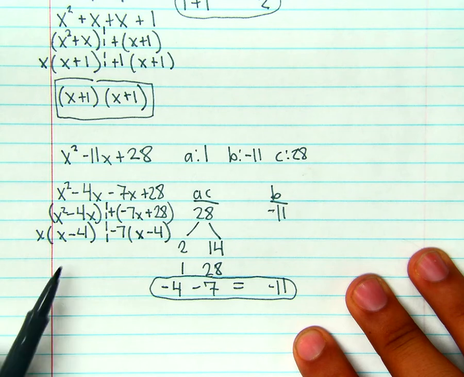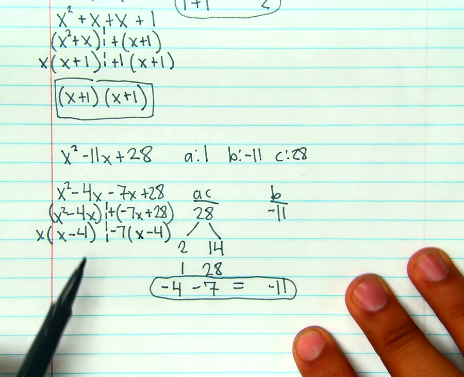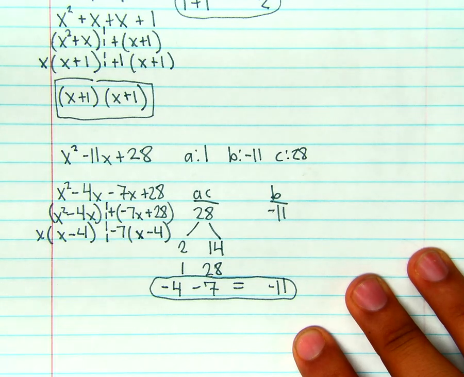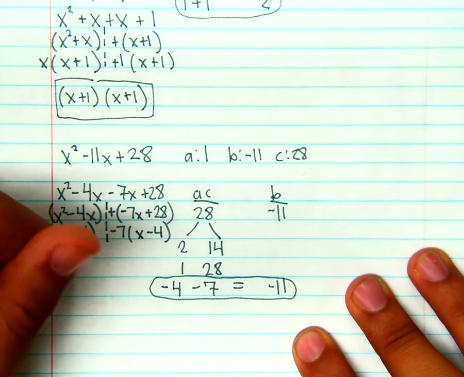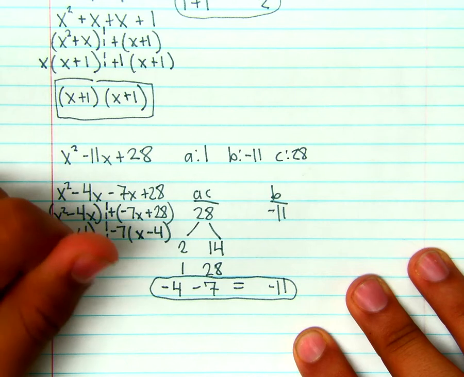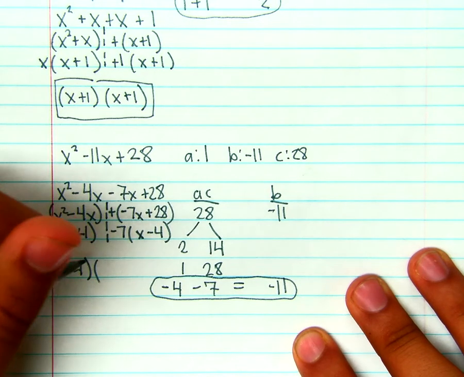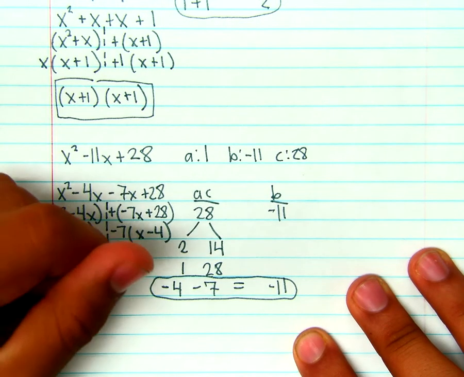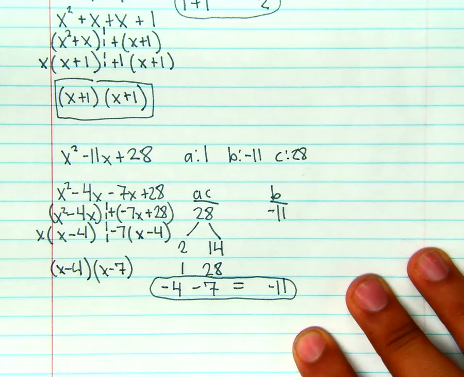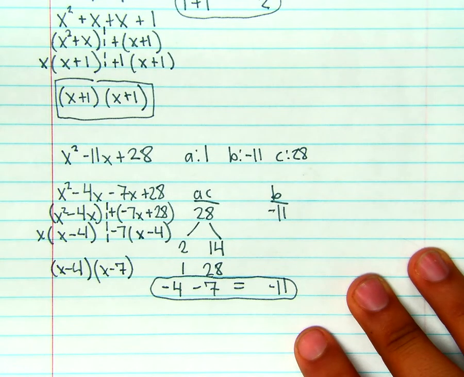So now that we have matching factors, what's our last step? Yep, factor them out. So we have x minus 4, and what's left? X minus 7. Okay.